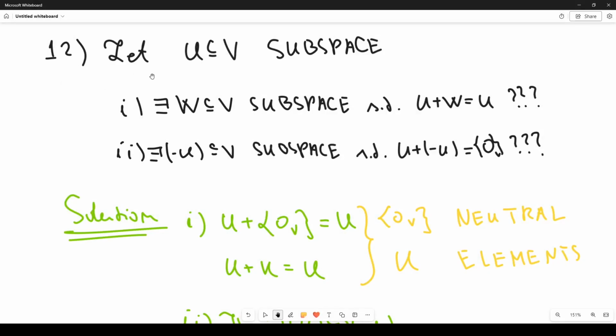Problem number 12. So let U be a subspace of our vector space V. And now we're asked the two following questions. Under 1, does there exist a subspace W such that U plus W is equal to U? So we're asked, do there exist subspaces that act like the additive neutral element? And under 2, does there exist a subspace minus U such that U plus minus U is equal to the zero subspace? So do there exist subspaces that act like additive inverses?